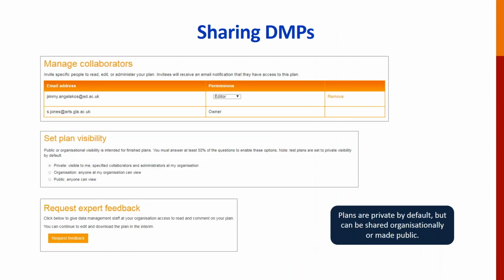You can also share plans within the tool, so you can share with your collaborators if you want to edit your plan together. We've also set a number of visibility settings. When you first develop a plan it's private to you, but you can also share it within your organization, or you can make it public if you want to share the plan with others. One of the new features is getting feedback from people within your organization. You can request support from either the librarian or the data stewards within your organization, who can then give you feedback on your plan and help you to develop that.